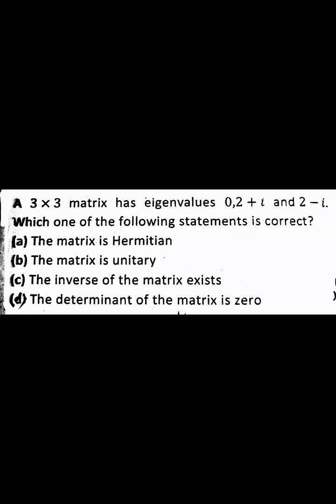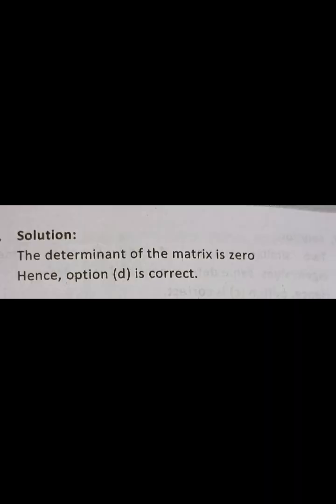The next question is, a 3 into 3 matrix has the eigenvalues 0, 2 plus i and 2 minus i. Which one of the following statements is correct? So here the eigenvalues are 0, 2 plus i and 2 minus i. If we take the product, we get the determinant. That the determinant value is 0. So the answer is option D.